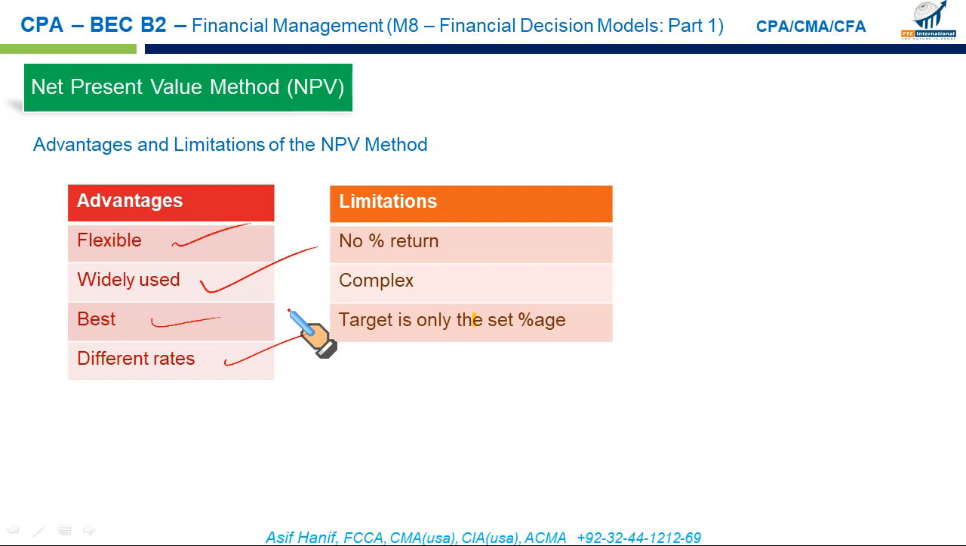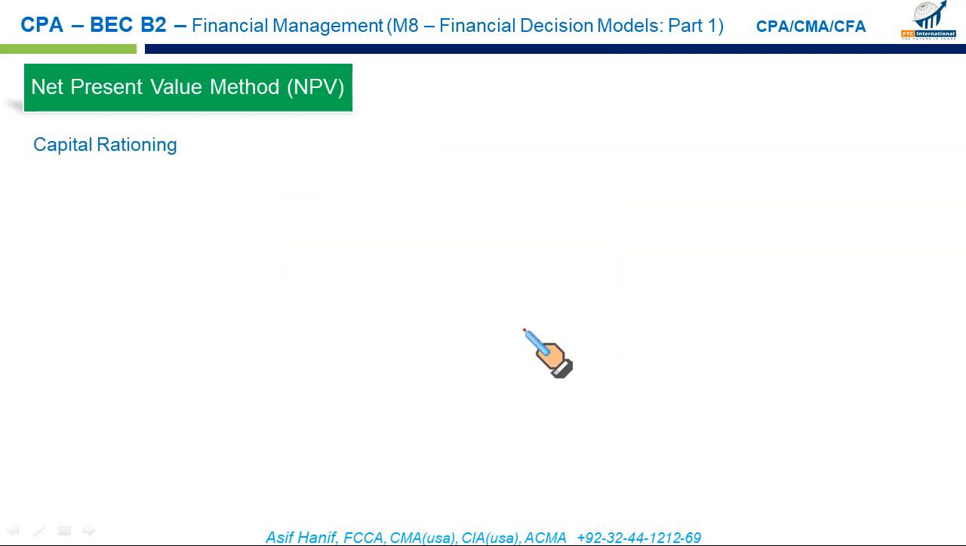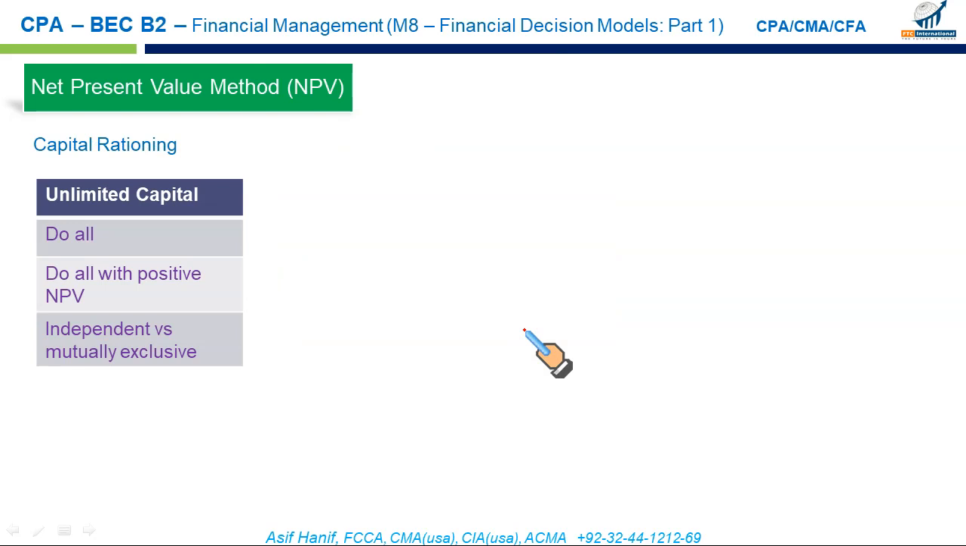What are the limitations? No percentage return. What you get is the absolute dollar amount, which is good, by the way, but sometimes it is difficult to explain to the management. Percentage is easily understandable, but dollar-based NPV is sometimes hard to explain. It is complex, no doubt. You need to bring in time value of money, incorporation, discounting. And the other limitation is that the target is only the set percentage discount rate, the hurdle rate, whichever the management might have selected.